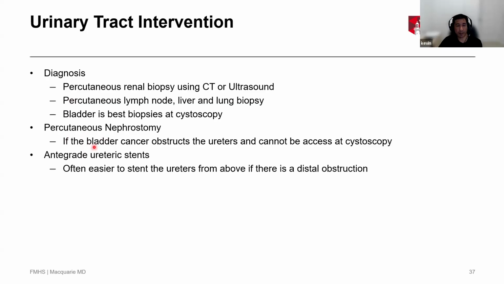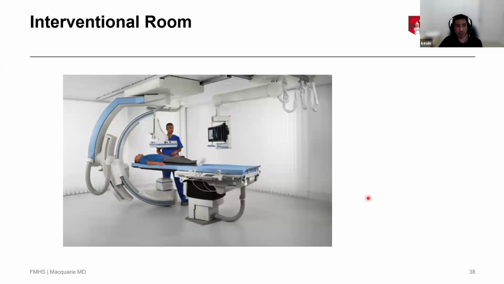We can also access the kidney to decompress it in the case where there's ureteric obstruction, if it cannot be fixed from below. And we can also put in ureteric stents. So that's really where we are up to with urinary tract intervention. A lot of the procedures I do with ultrasound and CT, but the angiography room looks something like this. Once again, it's the same configuration. You see, radiology just keeps rehashing the same concept over and over in different ways.